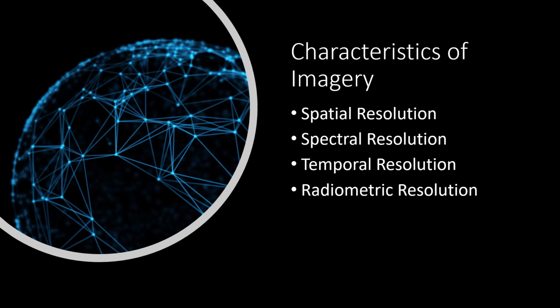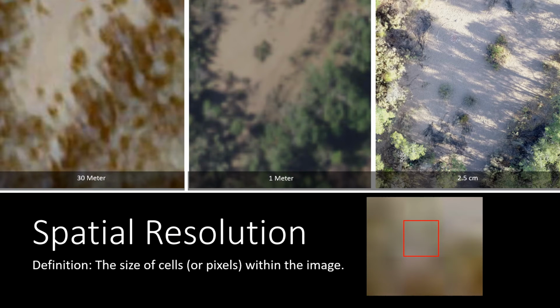And the information that we can extract from imagery is based on certain characteristics of that imagery, including spatial, spectral, temporal, and radiometric resolution. So next we'll discuss each of these characteristics in a bit of detail. The first characteristic we will discuss is spatial resolution, or the size of cells or pixels within the image. So each pixel in the image is a representation of measurement on the ground. The level of detail that we can see in imagery relies a lot on the spatial resolution of that image.